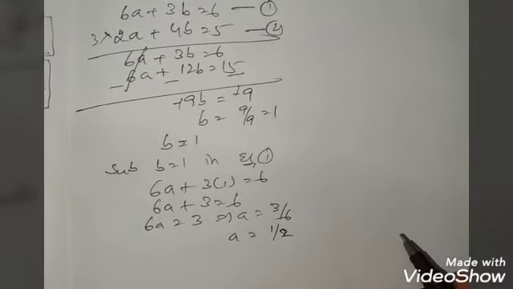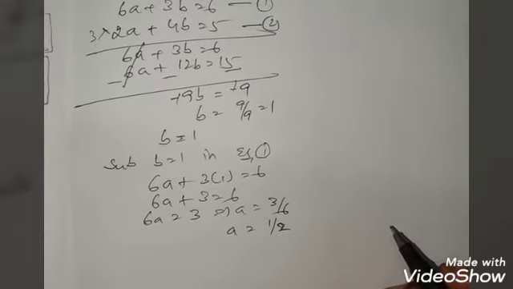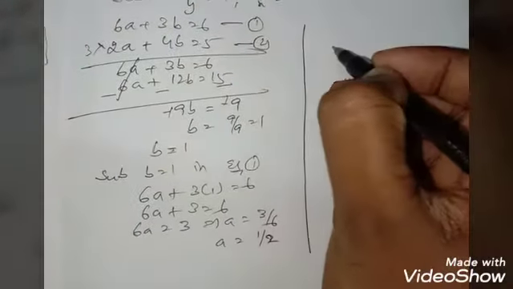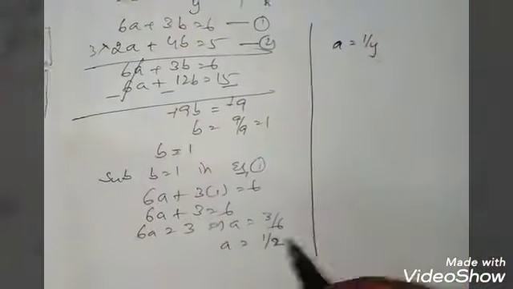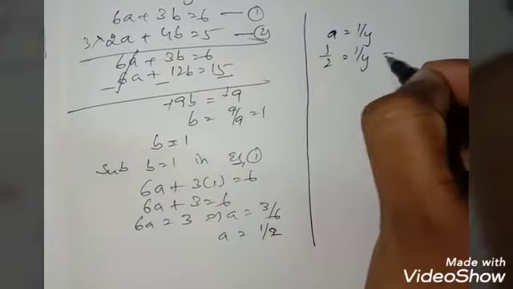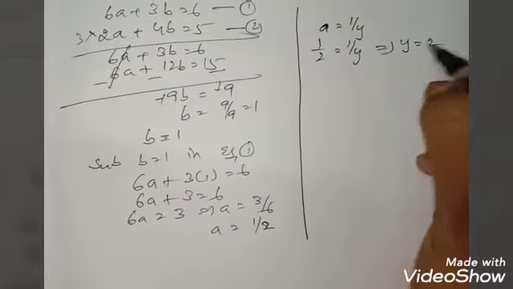So after getting the value of this, what we have to do next is find the value of x and y. Now what have we assumed this a as? So a we have assumed as 1 by y. Now what is the value of a? 1 by 2. That is 1 by 2 is equal to 1 by y. Now if I cross multiply, y is equal to 2.